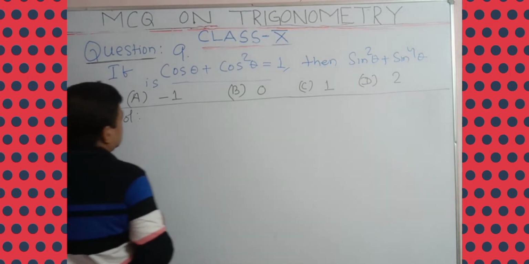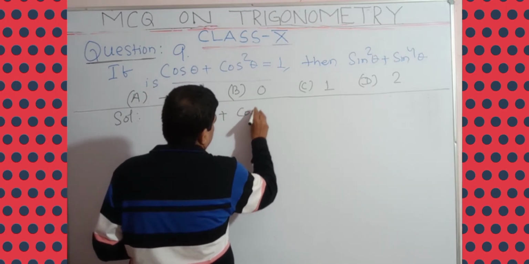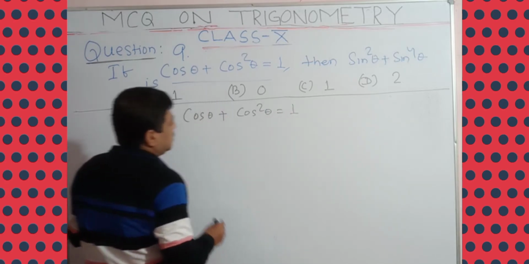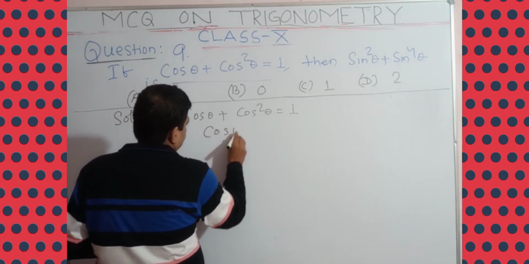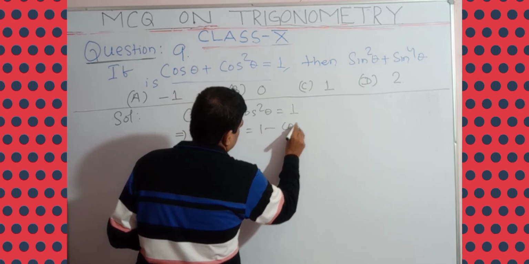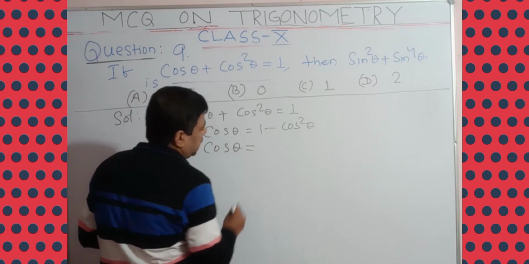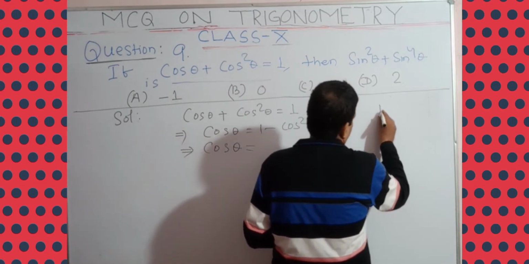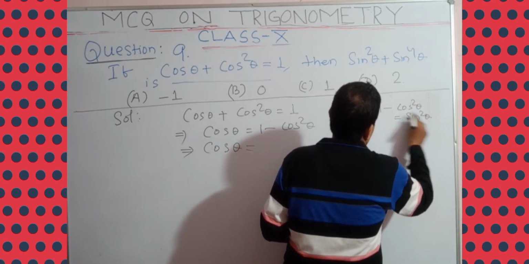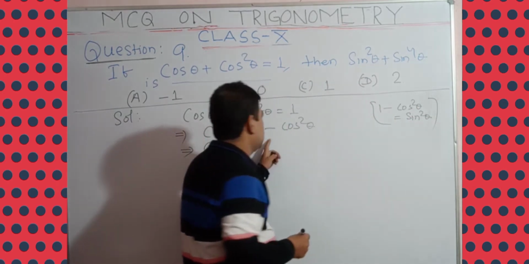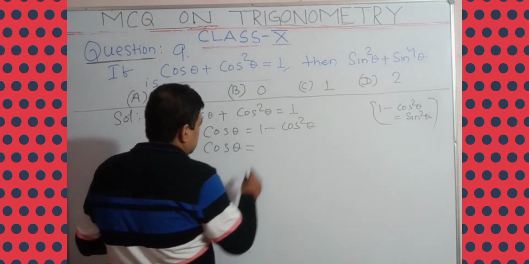Understand? Okay, you see what is given. Cos theta plus cos square theta is equal to 1 is the given condition. So students, using this condition, cos theta can be written as 1 minus cos square theta. Can we transpose? So cos theta is equal to 1 minus cos square theta. What is the formula? 1 minus cos square theta is equal to sin square theta. So students, always remember, whenever you use this formula, you should write it down on the right side. Understand? Okay. So 1 minus cos square theta is sin square theta.